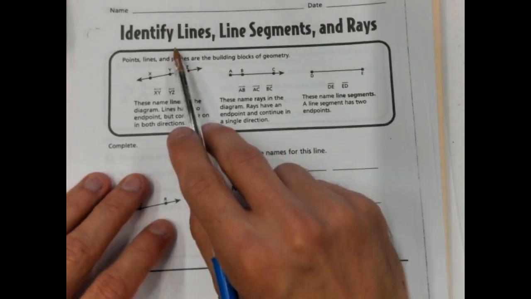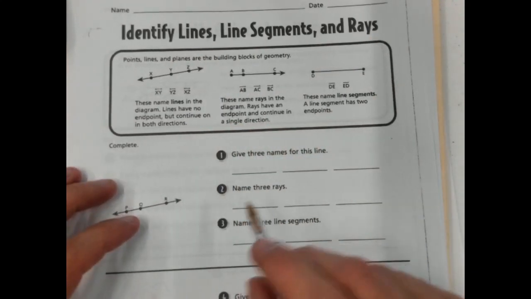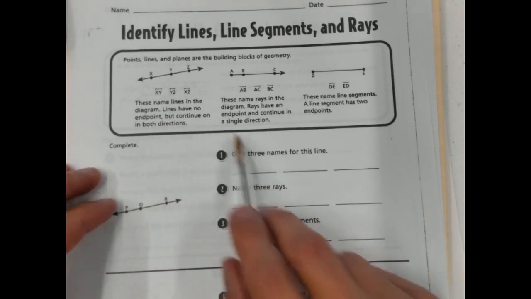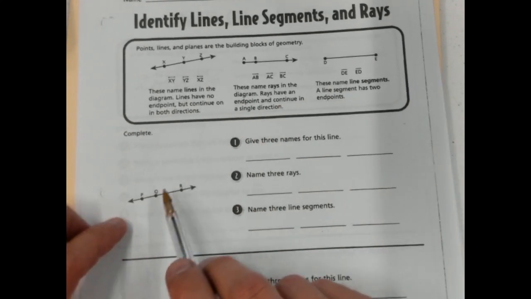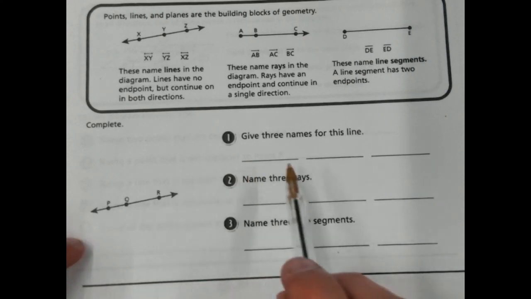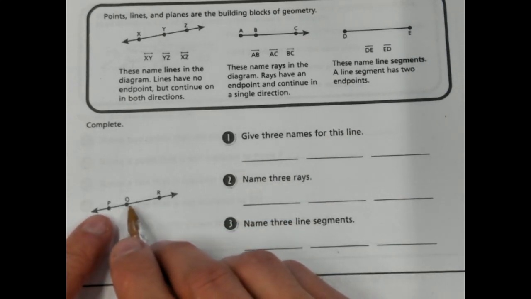Let's take a look at this one. We have identify lines, line segments, and rays. There's actually a bunch of these that have different answers, so I'll give as many as I can. These 3 examples kind of walk you through it, but we're not going to do that right now. So they give us this example here. Let's zoom in here. This is obviously a line. These 3 points are on the line. And it's asking us to give 3 names for this line. You just need 2 points on it to name a line.